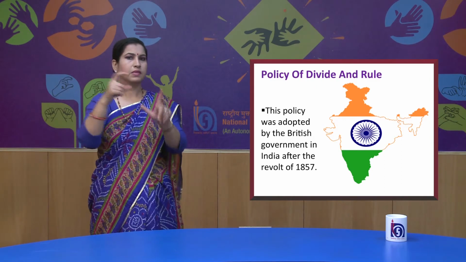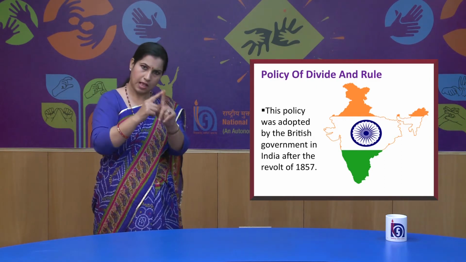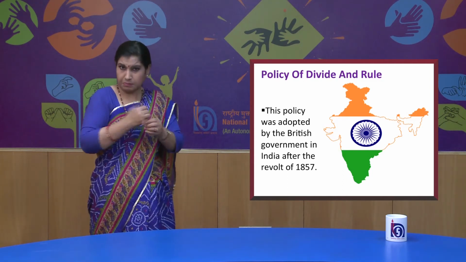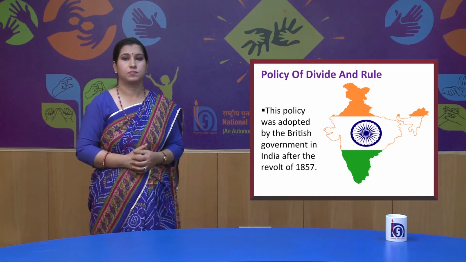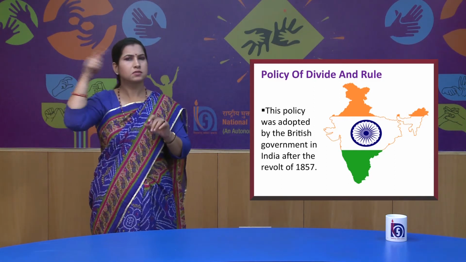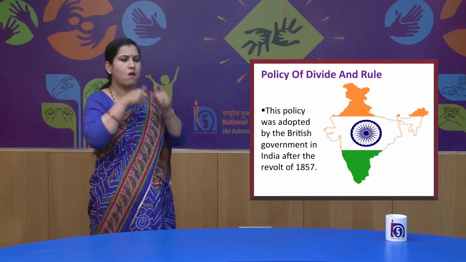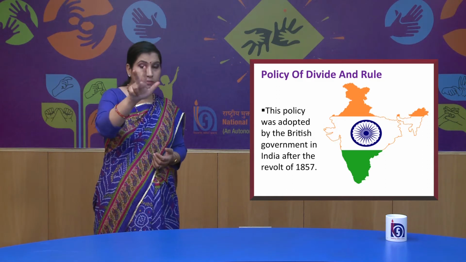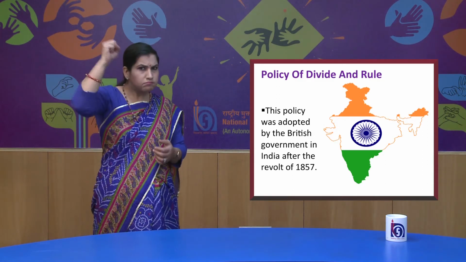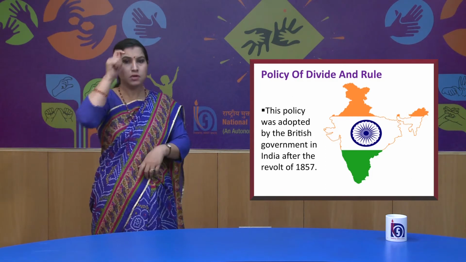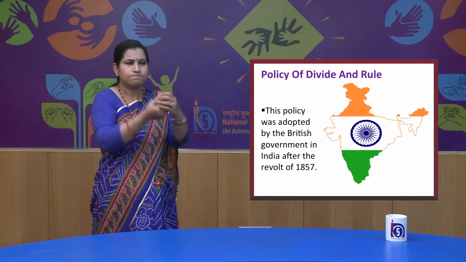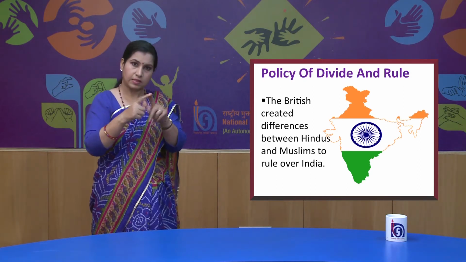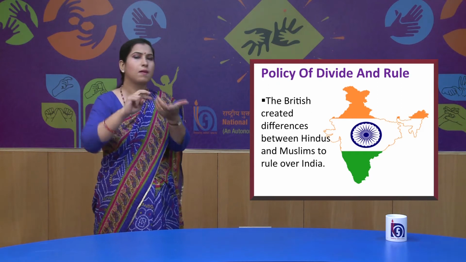Dear learners, do you know about the policy of divide and rule? This policy was adopted by the British government in India after the revolt of year 1857. The meaning of divide and rule was to divide the Hindus and Muslims and rule over India.